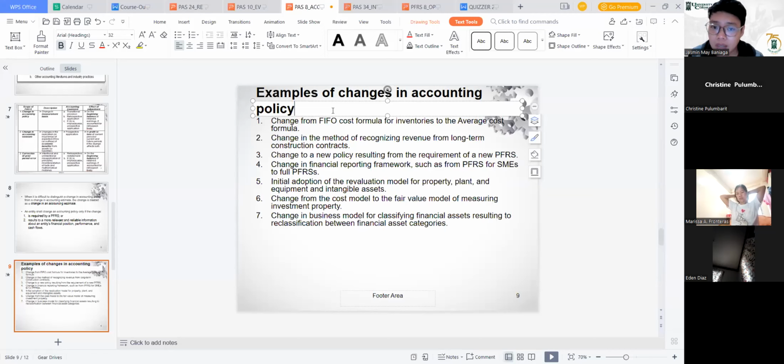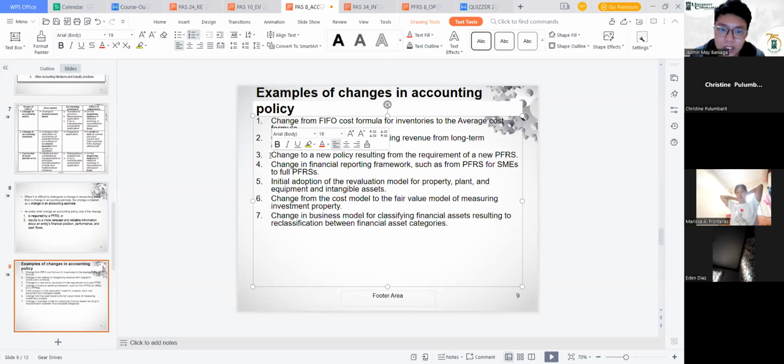Considered a change in accounting policy under past due. Next one, changes in the methods for recognizing revenue from long-term construction contracts. Pwede kasi siyang percentage of completion method or cost recovery method in your advanced accounting. So pag nagpalit, change in accounting policy.